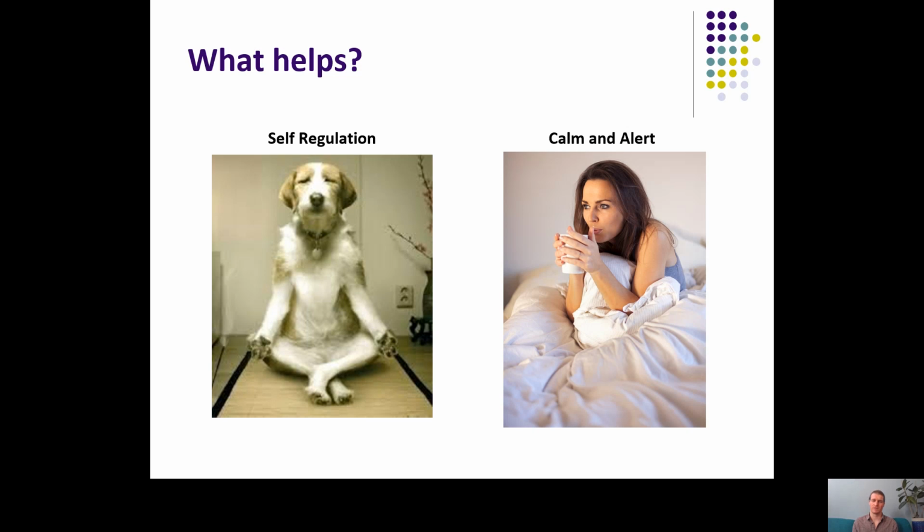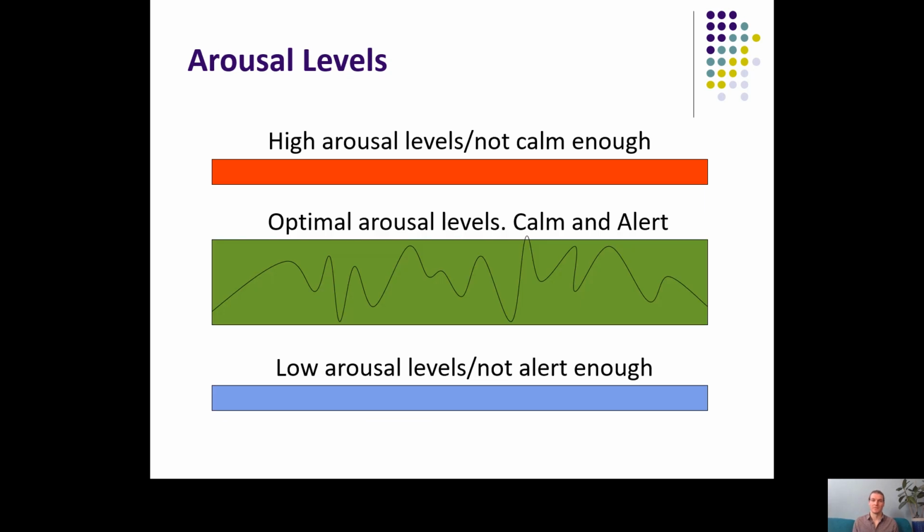So what actually helps? So self-regulation, so being able to regulate your own senses, can therefore lead to better emotion regulation. And essentially, it's about finding a fine balance between feeling really calm and alert. So these are different arousal levels that you might find that you have throughout your day.